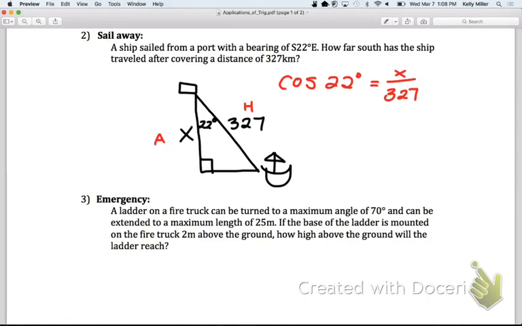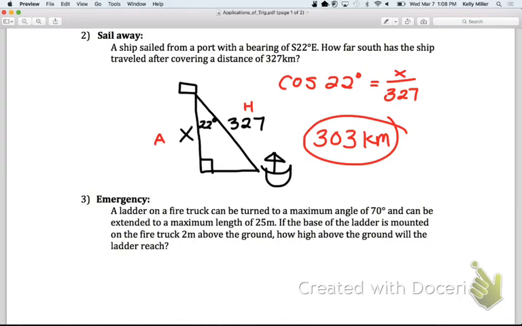We're getting 303. You guys getting that number? 303 kilometers. So that means that they traveled 303 kilometers south, if that was the actual bearings. Does anybody need to work that out? You got it? All right.